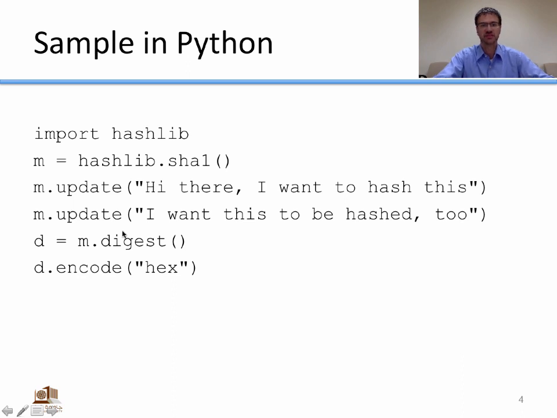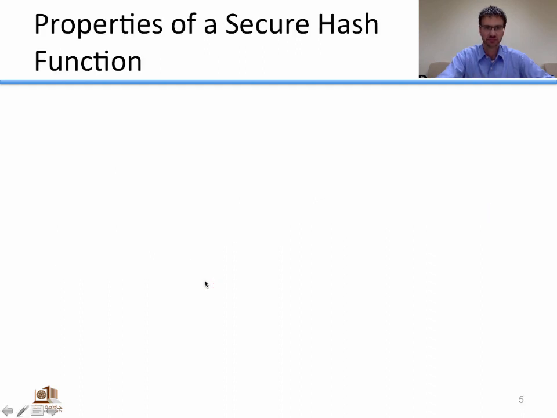As a sample of how hashing is used in a programming language, I picked Python because it's usually pretty easy to understand. In this case, I created an instance of a hash function object. I added some text to it, and then I said create a digest, and print it out. And traditionally, when we print out hashes, we print them out in hexadecimal.